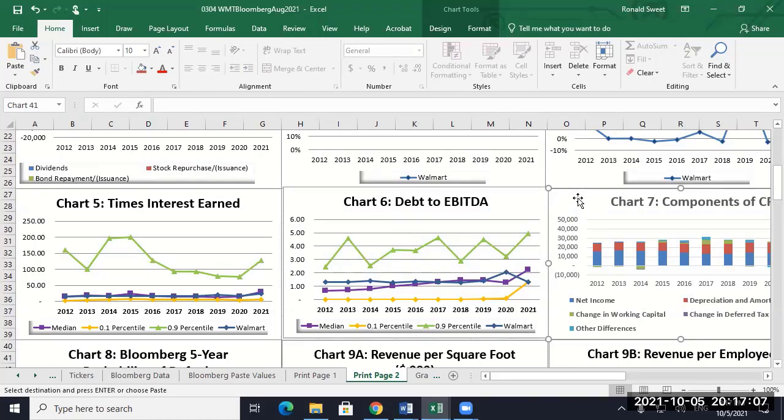So watch the chart numbering. Don't go chart 3, 4, 7, 8. You know, don't have chart 9B if there's no 9A. Look at the chart titling. Do it in a smart way.